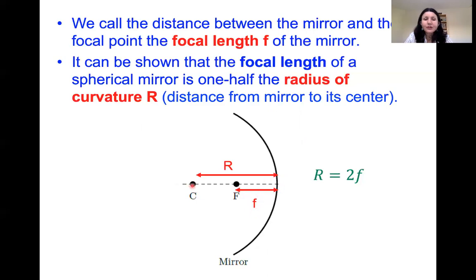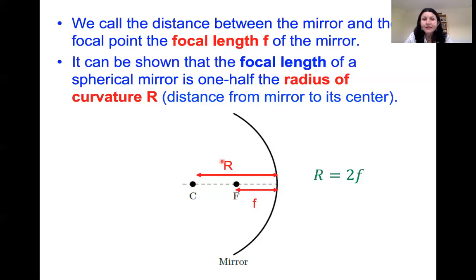Then there's also the center of the mirror. The center of the mirror is the same thing as the center of a circle. It just means that if you draw a line from the center to the mirror, all those lines will be the same distance, known as the radius. And here it's known as the radius of curvature, because it's not a circle, it just has this curvature here. So the center itself is the point, but the distance from the mirror to the center is known as capital R, the radius of curvature.